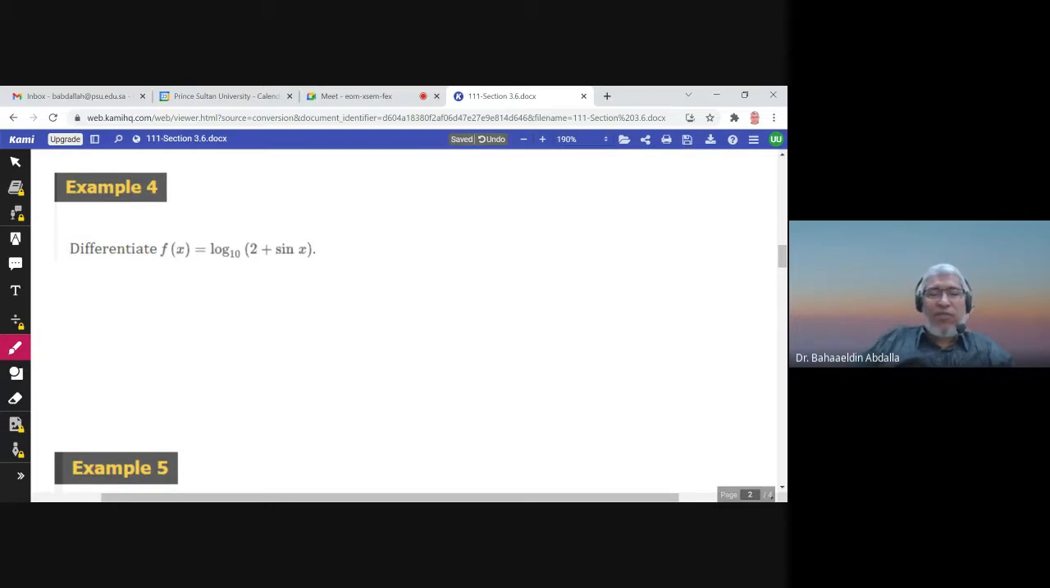Find the derivative of this function. Okay, f prime of x: this is a logarithmic function, so the derivative is 1 over 2 plus sine x times ln 10, because the base here is 10. Although if you remember, we do not write the base 10. If the base is 10, we just say log of 2 plus sine x.